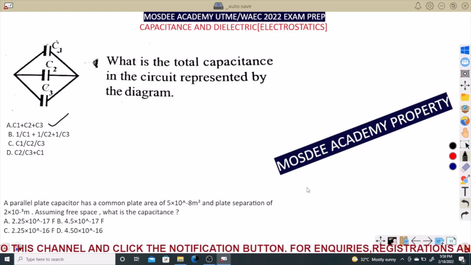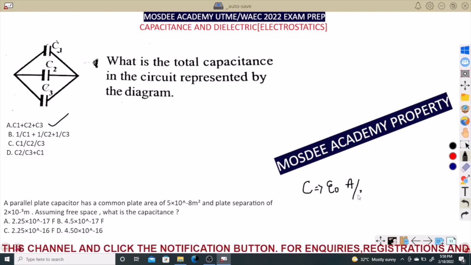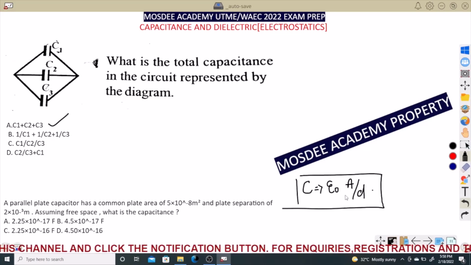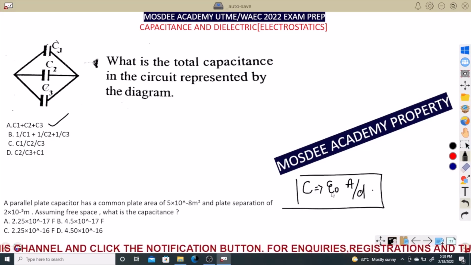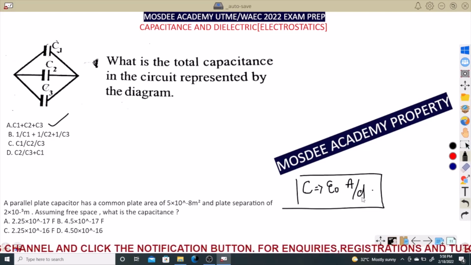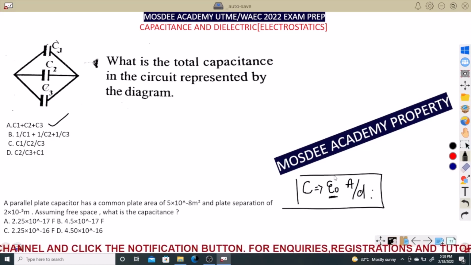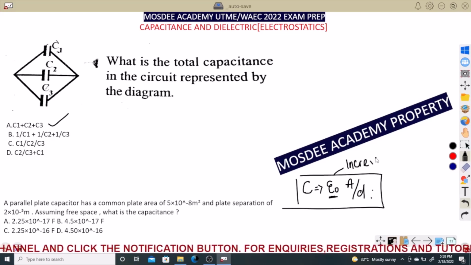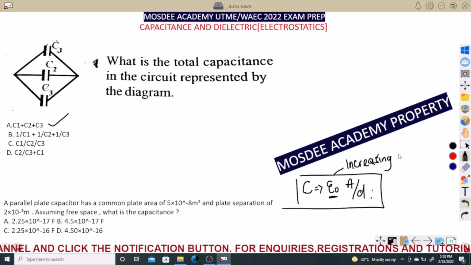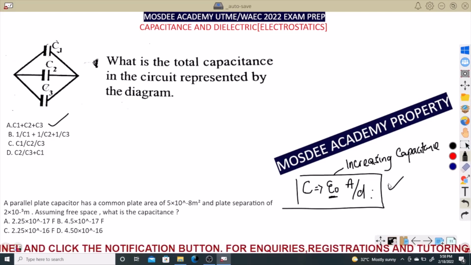The capacitance of a parallel plate capacitor is equal to epsilon naught A by d. Please keep this formula in mind. This is the formula used for a parallel plate capacitor. Epsilon naught is the permittivity, A is the area and d the distance of separation. So when you increase the area, you are increasing the capacitance. When you increase the distance, you are reducing it, since it is inversely proportional to distance. But when you increase the dielectric, you are also increasing the capacitance, because it is direct. Please keep that in mind. Capacitance is directly proportional to the dielectric.